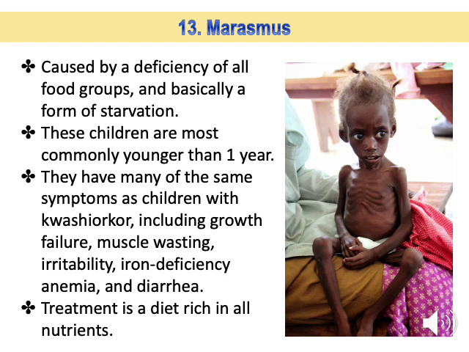They may have the same symptoms as children with Kwashiorkor, including growth failure, muscle wasting, irritability, iron deficiency anemia, and diarrhea. While children with Kwashiorkor are anorectic, these children with marasmus are invariably hungry. They starve. They may suck at any object such as finger or clothing. Treatment is a diet rich in all nutrients.